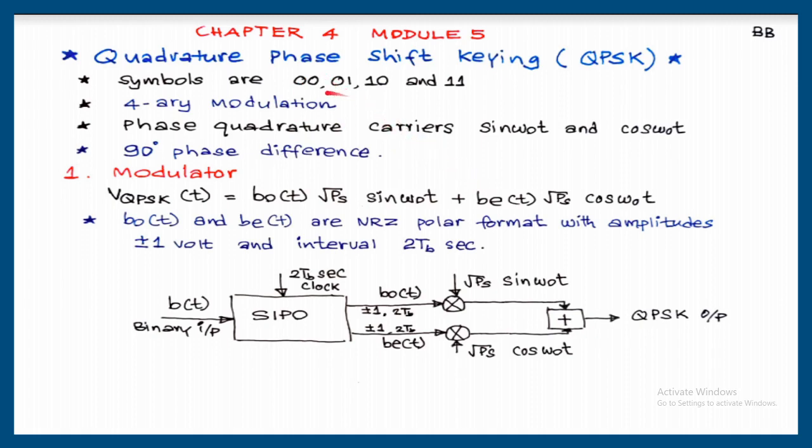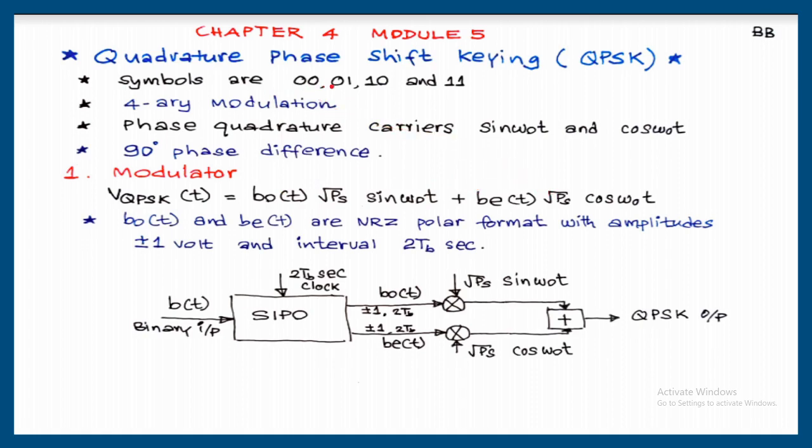In some textbooks it is written BIT and BQT, that is in phase signal and quadrature phase signal. So here I am using odd bit and even bit. First bit is odd bit, second bit is even bit. That odd bit is multiplied with the sin omega 0t, even bit is multiplied with the cos omega 0t.